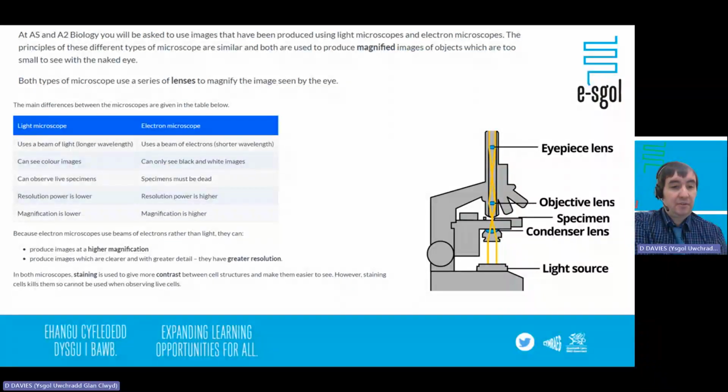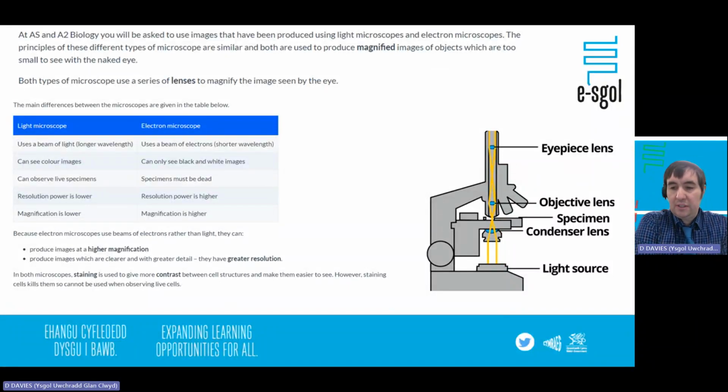Higher magnification, greater resolution. Both microscopes use staining, so this gives more contrast. Contrast means the difference between two different things, so you're more able to see the difference between, say, a red thing and a blue thing than you are between a light blue thing and a dark blue thing. So that is why we stain, in order to have contrast between parts of the specimen that we're looking at.